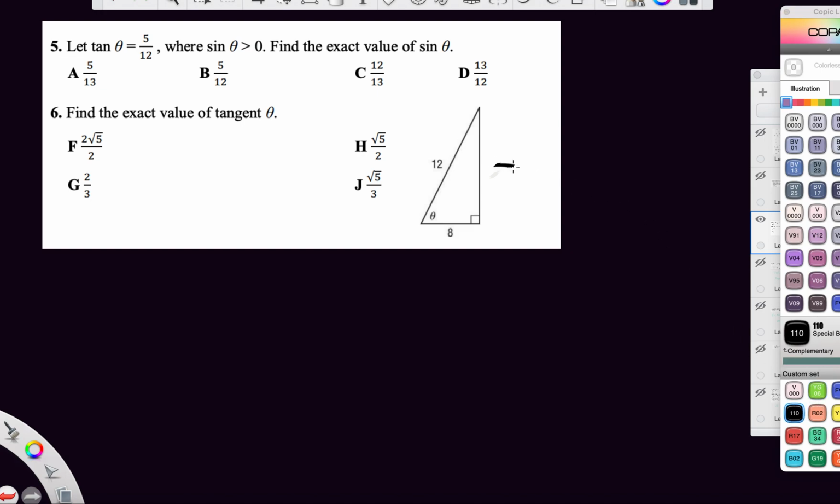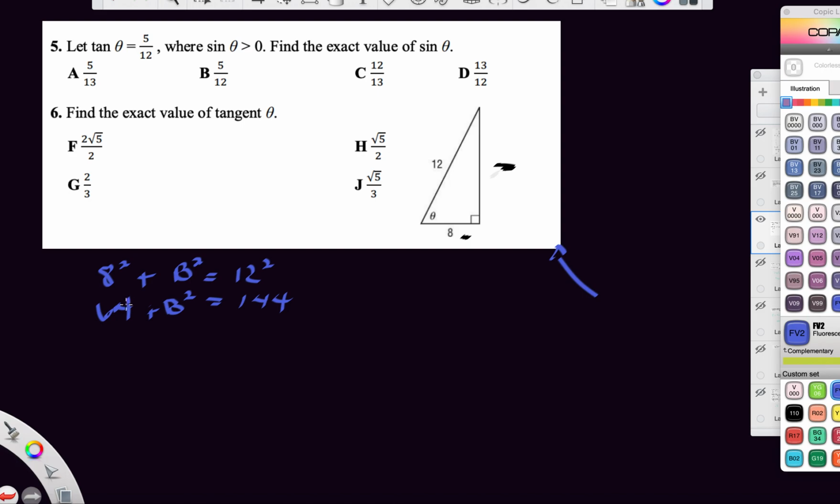We know that tangent is opposite over adjacent because theta's right there, but we don't know the length of the opposite side. So we have to do some more Pythagorean theorem, but we're not being given b squared or opposite squared. So we're going to say 8 squared plus b squared equals 12 squared. Right? All right, 144 is equal to b squared plus 64.